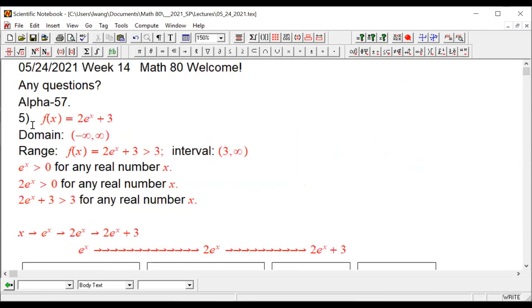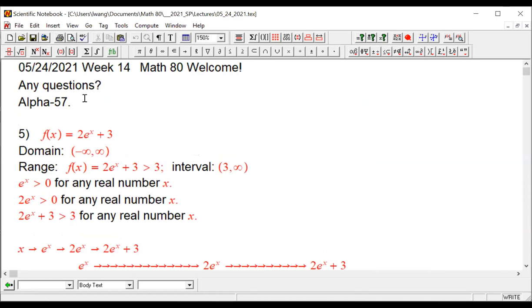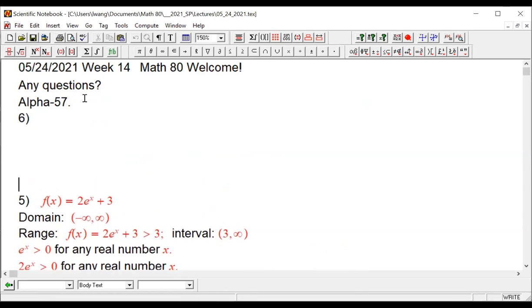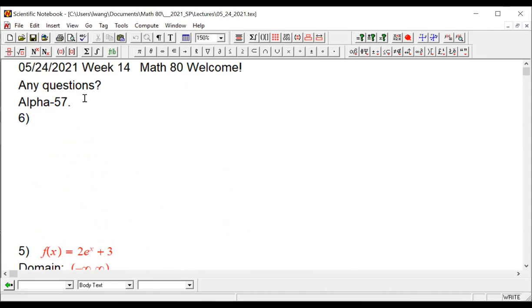number 6. Number 6, we have a G, and we want to find its inverse. G is ln of x minus 1, plus 2.